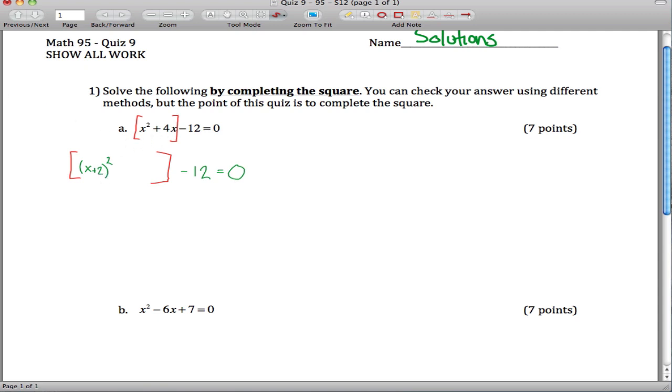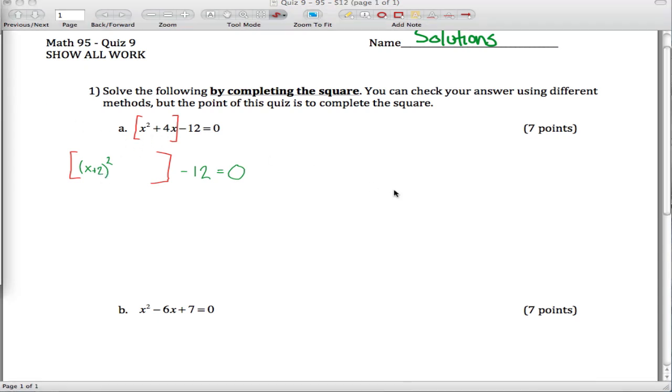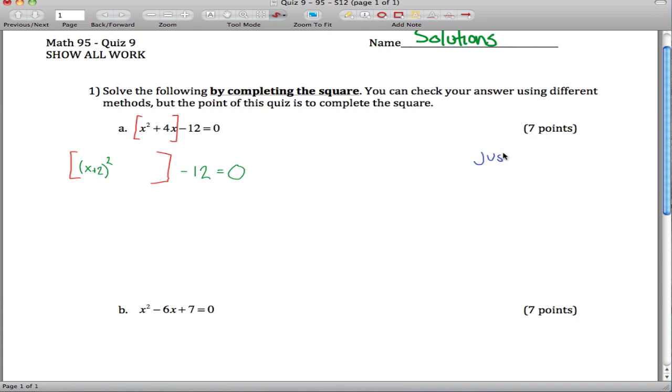The reason I chose that, maybe this is some justification to do off to the side, is if you FOIL out x plus 2, if you do x plus 2 times x plus 2, what you get is x squared plus 4x plus 4. I'll leave that for you to work out on your own. But what this is saying here is that I want to have x squared plus 4x. That's what I had inside the brackets up here. x plus 2 squared has x squared and it has 4x, which is really nice.